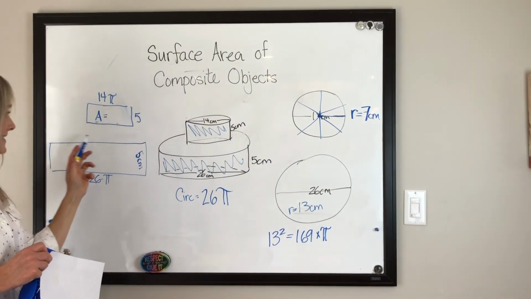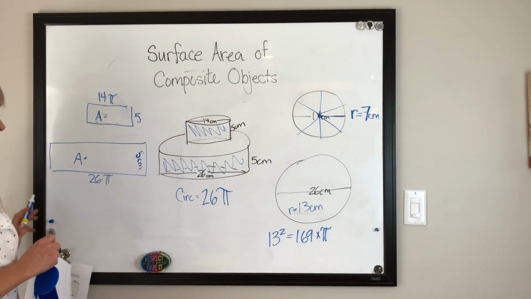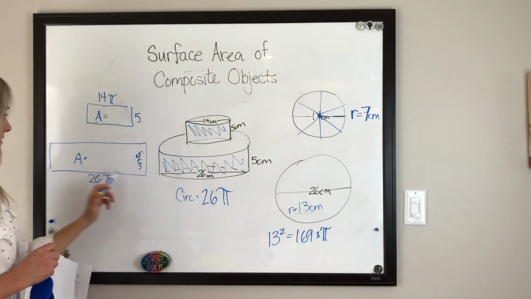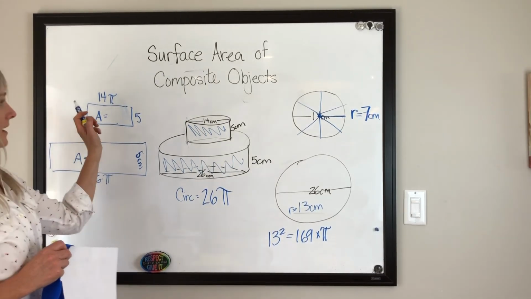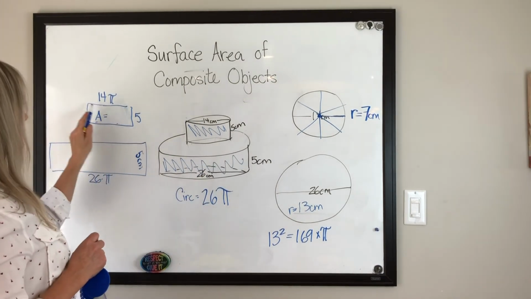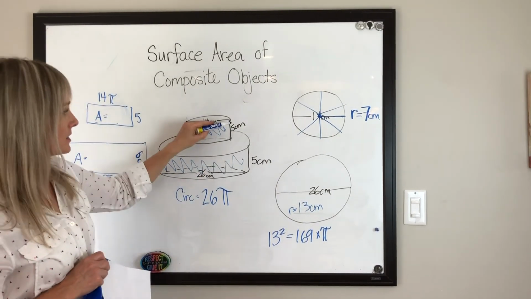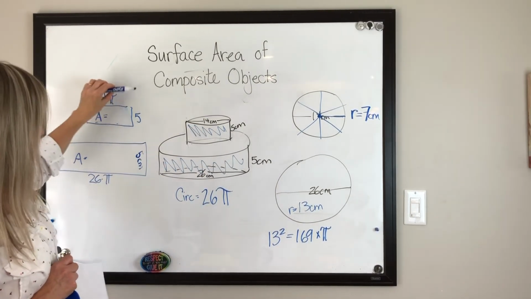Why is that? Because this length is equal to the circumference. So this length is 26 times pi, and this whole wrap, the length will be 14 times pi. And then we just multiply it by this, because it's length times width.